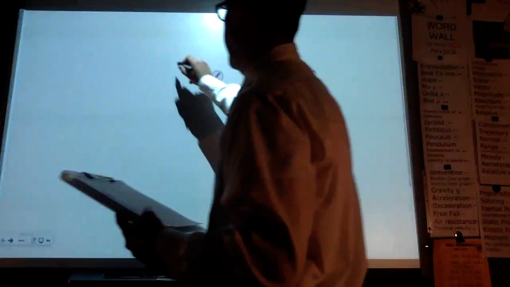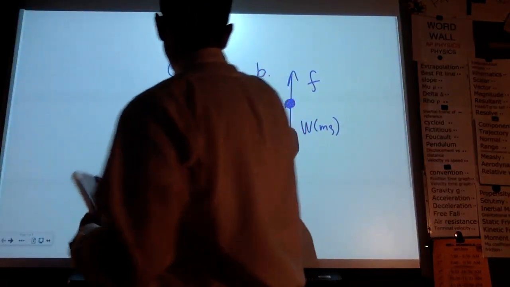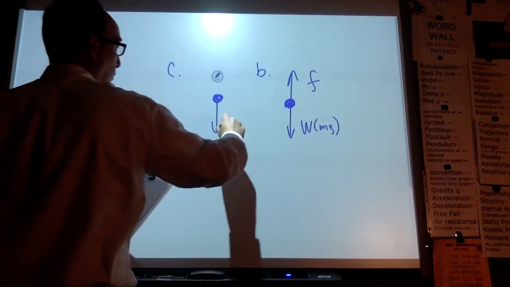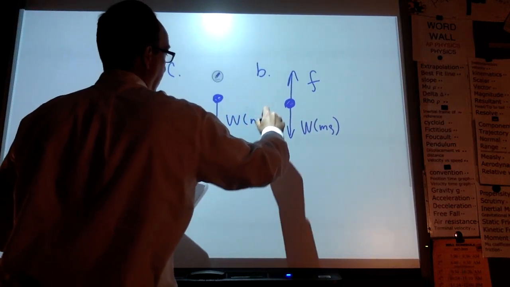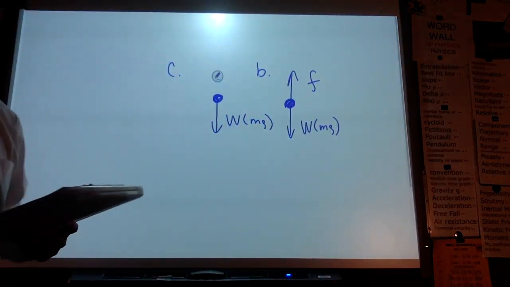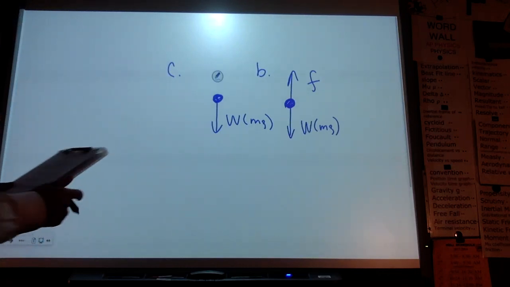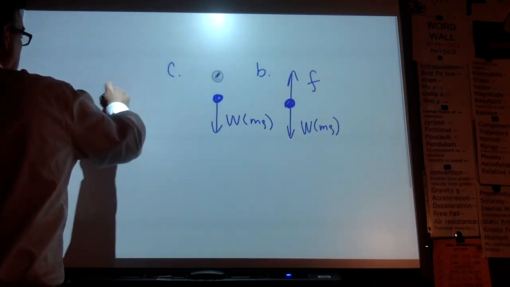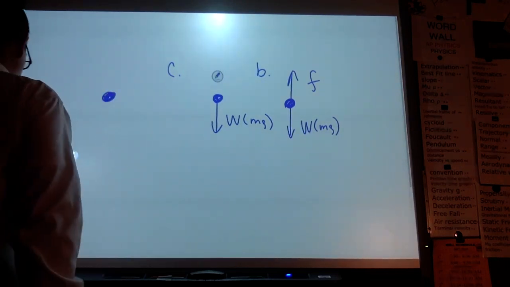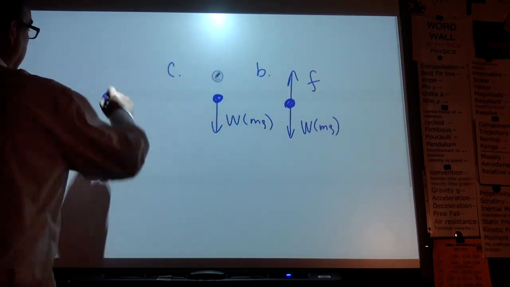C, a ball in free fall. Something in free fall is falling only under the effects of gravity. So this is just going to be a straight arrow down for gravity. D, a sign hung with two wires at an angle.